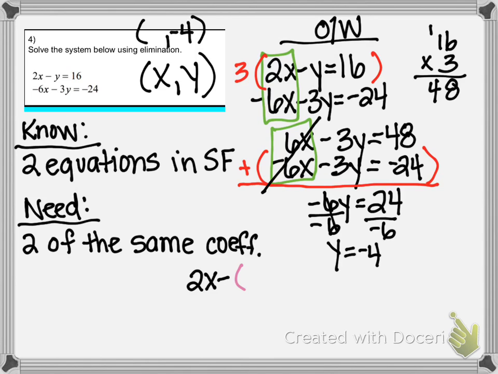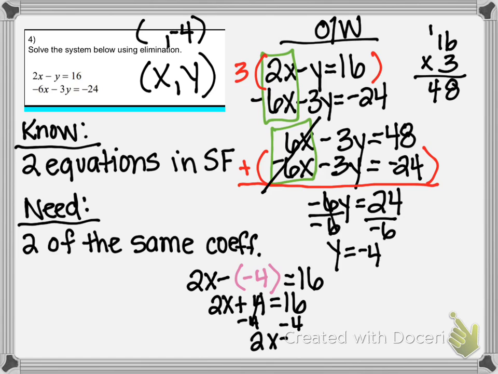Now it's already minus, but when I plug in my negative, so it's going to be minus a negative, which I hope we all can agree on is going to turn into plus 4. So I'm going to subtract 4. So 2x is now going to equal 12, and x equals 6.